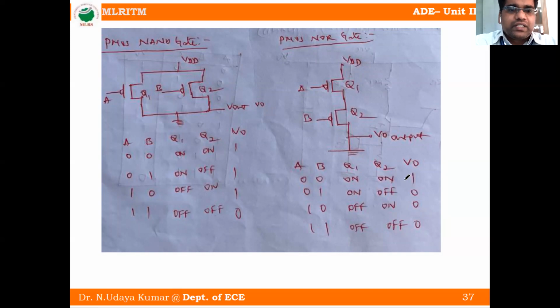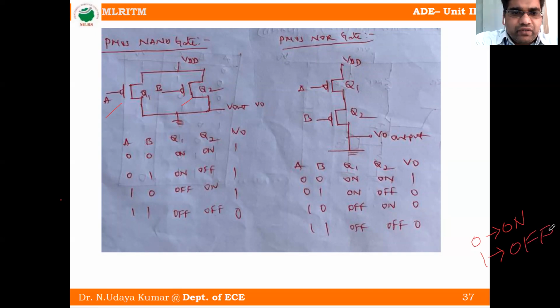So first one is the parallel structure. This one is A, this one is B. Both transistors are PMOS transistors. We know that when 0 is given, the PMOS transistor is on. Whenever 1 is given, the PMOS transistor is off. So keep in mind these two.